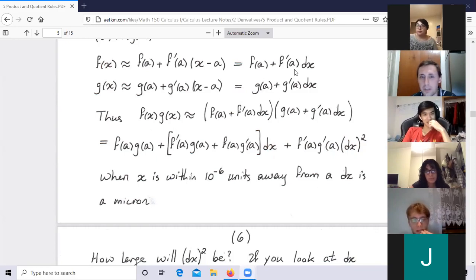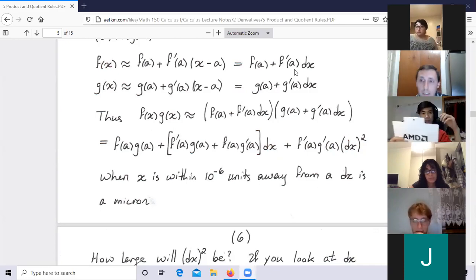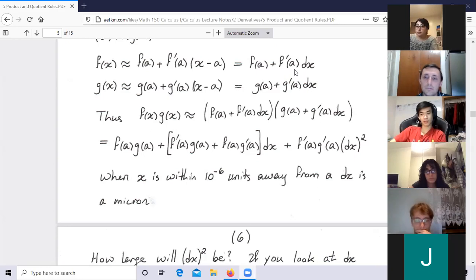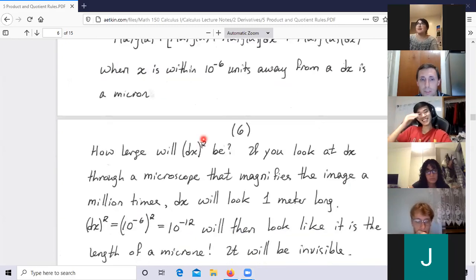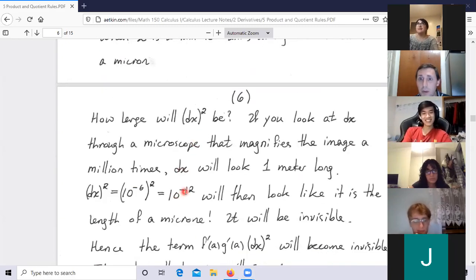So how large is dx squared if dx is now appearing to be 1 meter? Dx squared will be what? It will appear to be what? Come on, you can do it. 2 meters? Dx squared will be 2 meters? 1 meter? Let's look at it. 10 to the minus 6. So dx squared will be 10 to the minus 12. When you square it, it's invisible. It looks like a micrometer under a million zoom. You see, zoom a million times and it will be a micrometer.